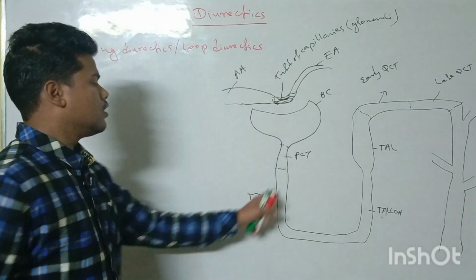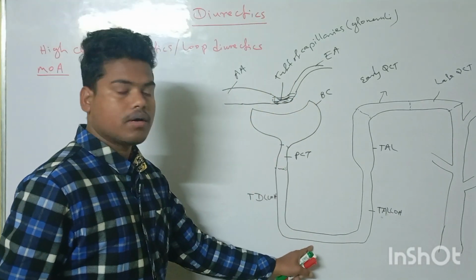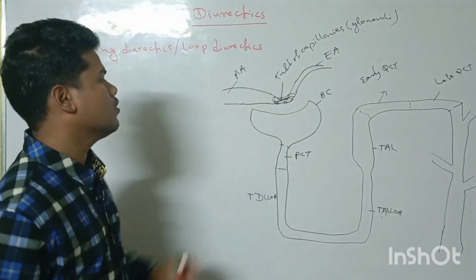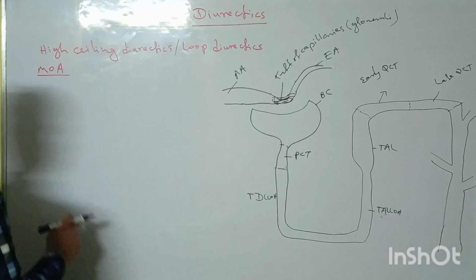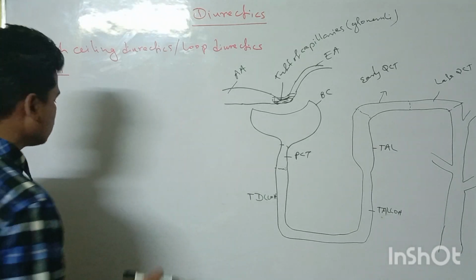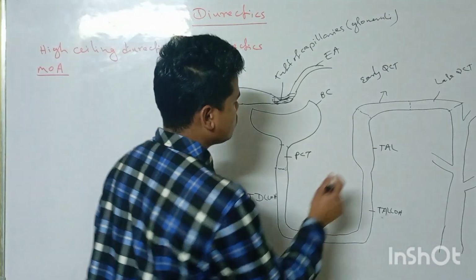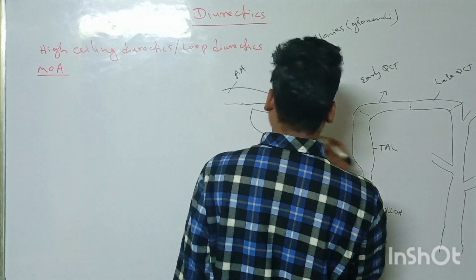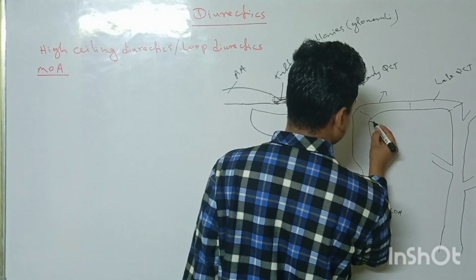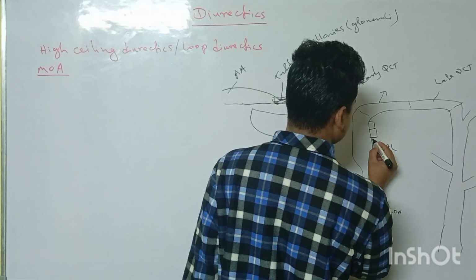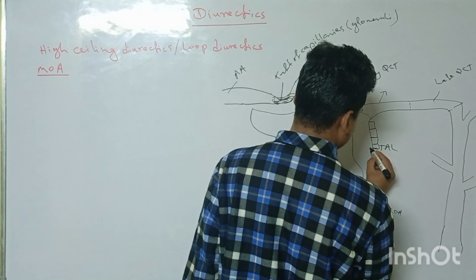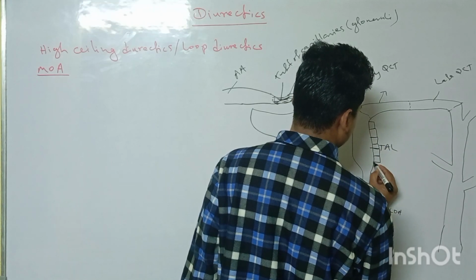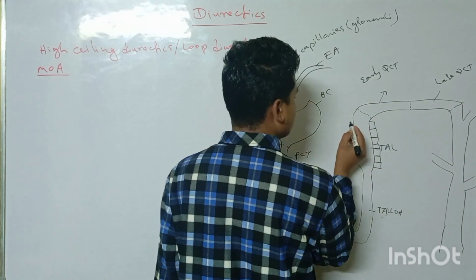So this is the nephron, part of the nephron, and this is the glomerulus. So let's see where this drug will act. This drug will act on the lining cells of the thick ascending limb of the loop of Henle.